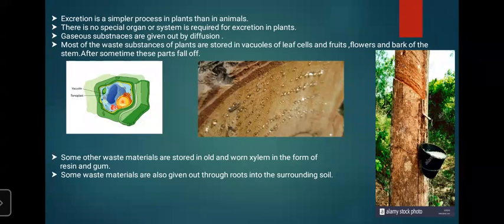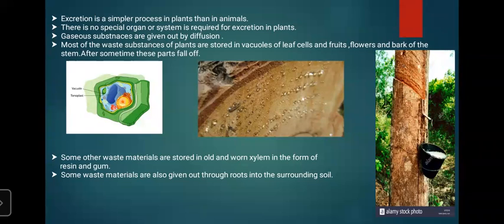Gaseous substances are given out by diffusion, and most of the waste substances of plants are stored in vacuoles of leaf cells and in flowers, fruits, and bark of the stem. So after some time, these parts fall off, and some other waste materials are also stored in the old and worn xylem in the form of resin and gum. Some waste materials are also given out through roots into the surrounding soil.